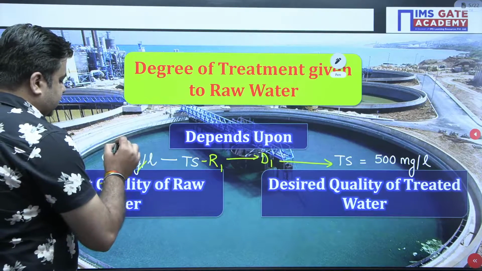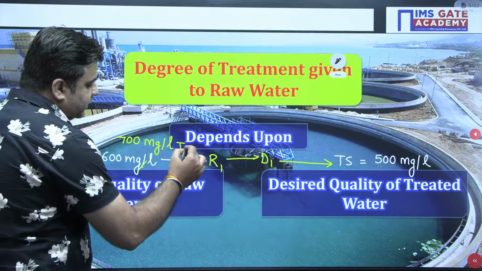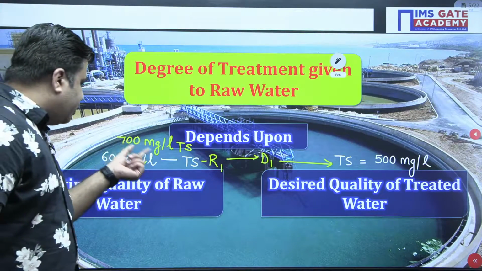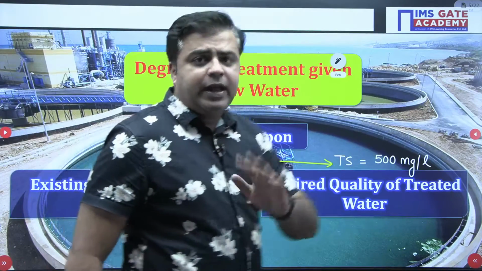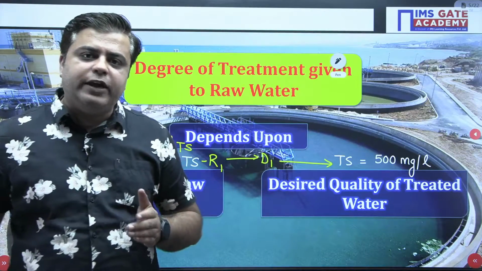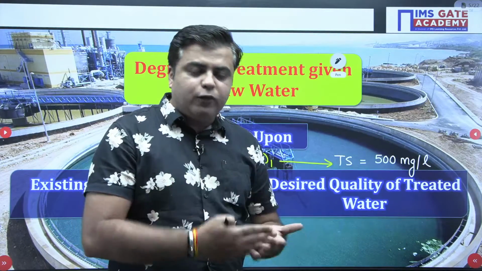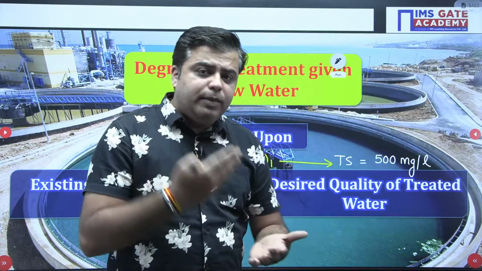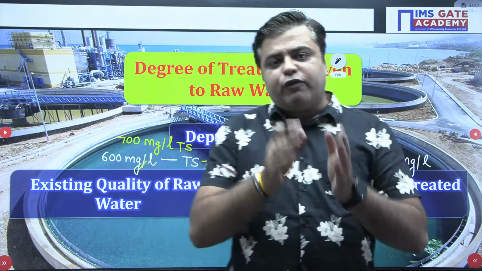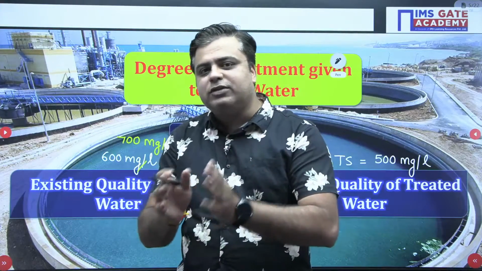There is some river 2 which contains 700 milligram per liter of total solid. Now obviously, if I have to bring down this value from 700 to 500, I need to give more degree of treatment. And that is how degree of treatment varies for every different source of water from where we extract. Different water extracted from different sources will be subjected to different degrees of treatment. So when you travel across the country, different treatment plants are going to offer different degrees of treatment, but their mechanism process can be the same.